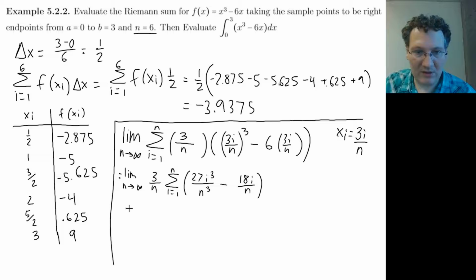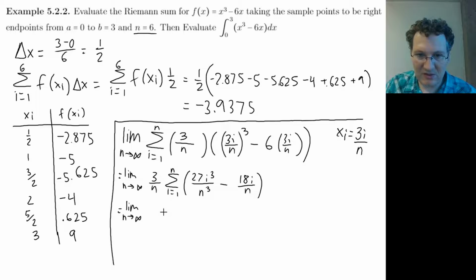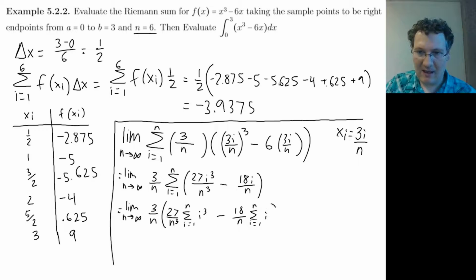We're going to clean this up a little bit more, so we're going to have the summation. What I'm going to do is take this limit as n goes to infinity. I can break this up into 2 summations. So we have 3 over n times the sum of 27 over n to the third, summation from i equals 1 to n of i to the third, minus 18 over n summation from i equals 1 to n of i.